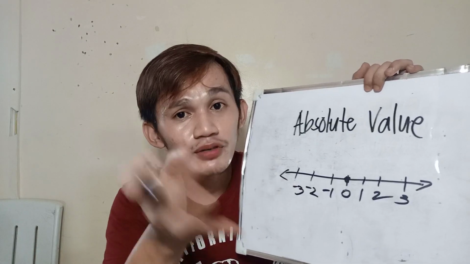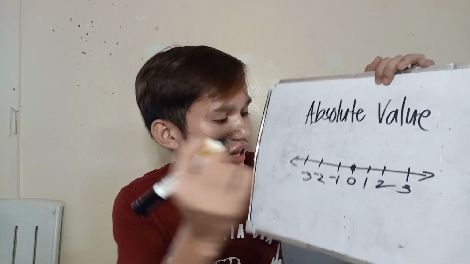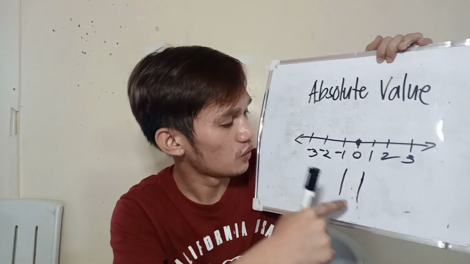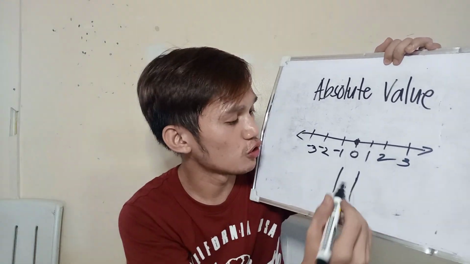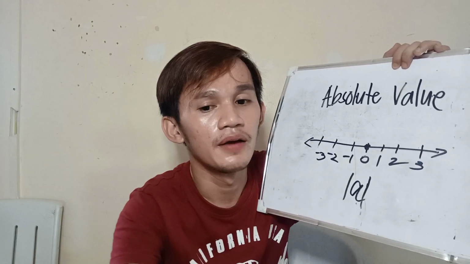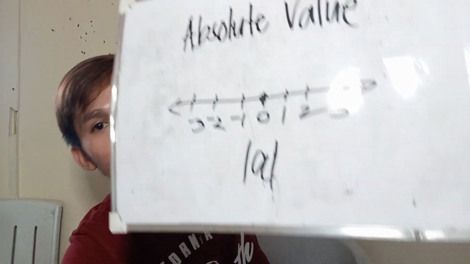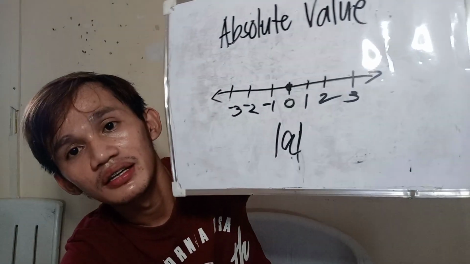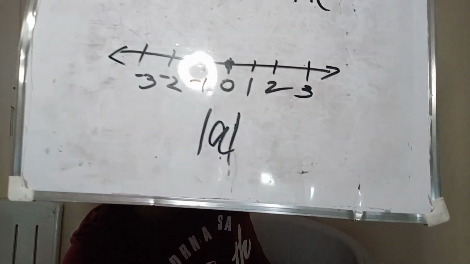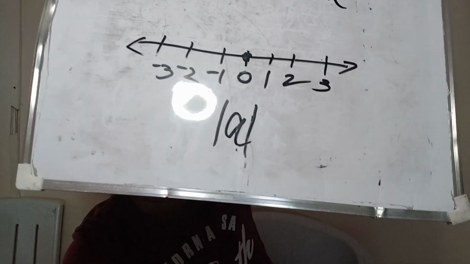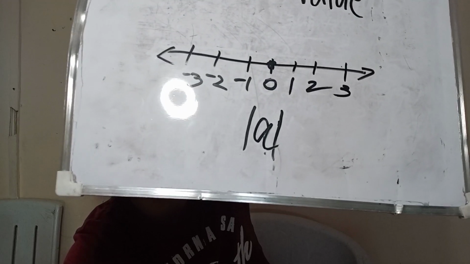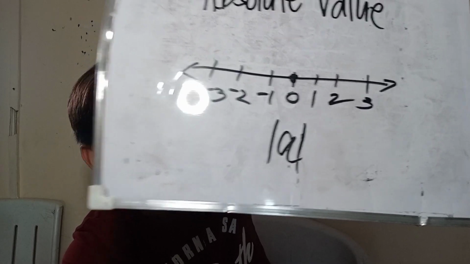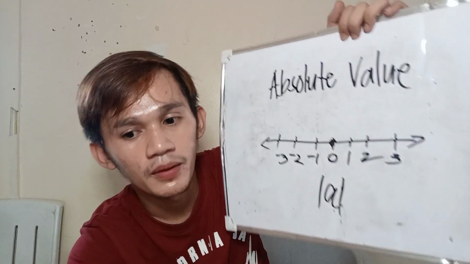So an absolute value is written like this. This is the symbol for an absolute value. For example, if we have here A, the absolute value of A, that means the distance of A from 0.